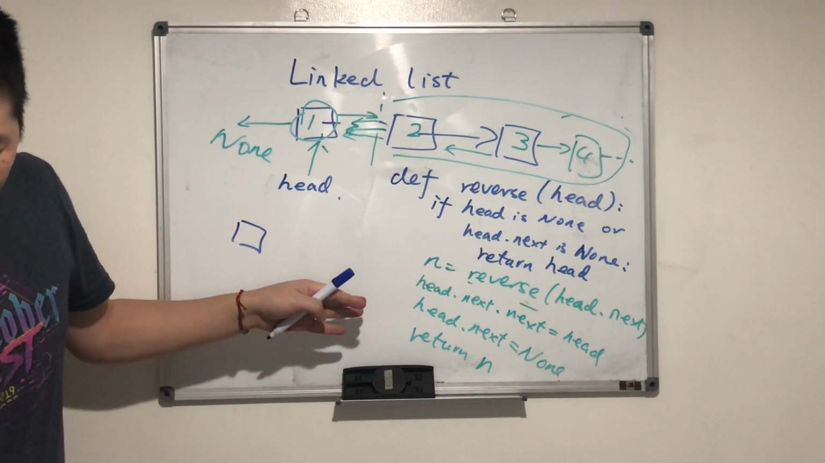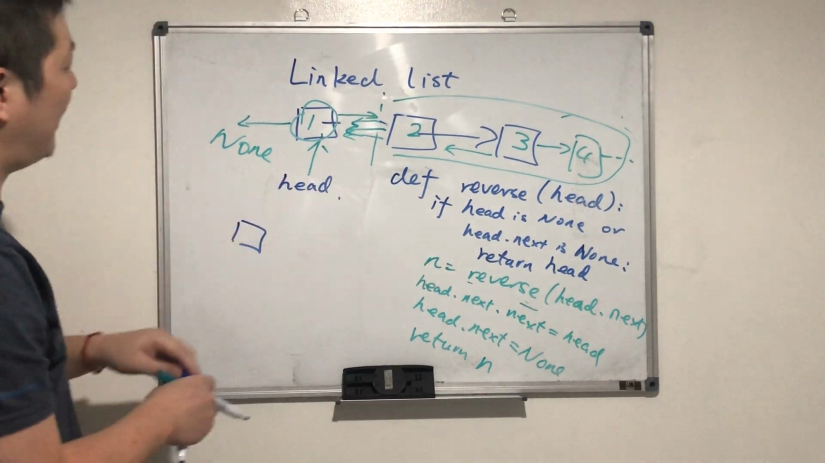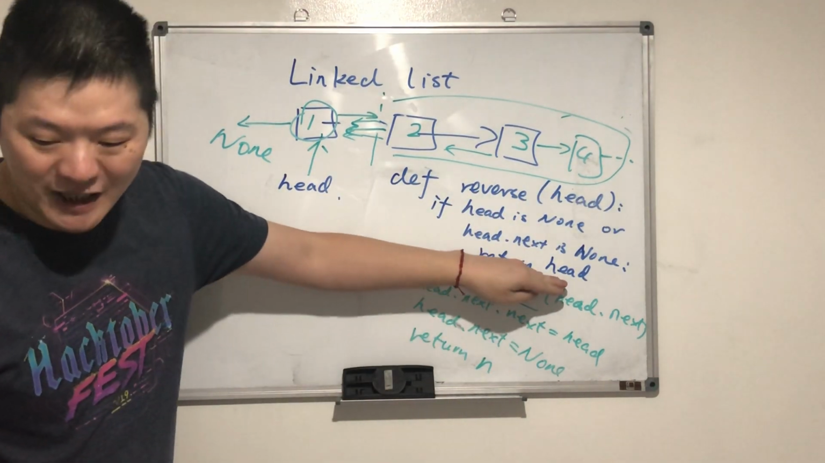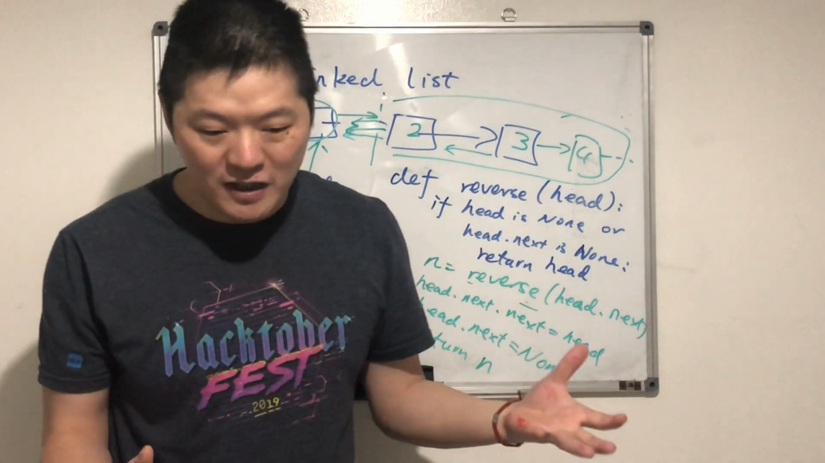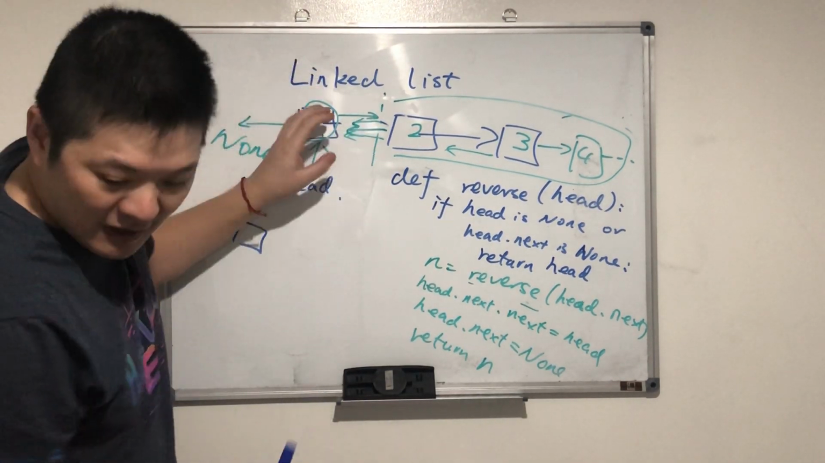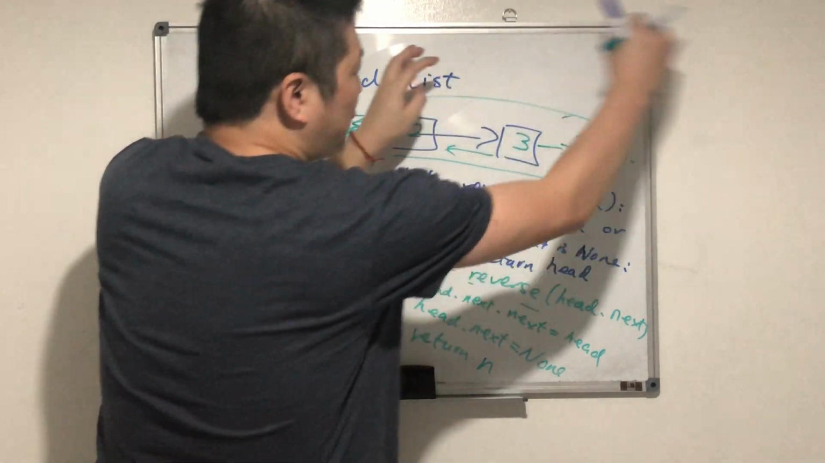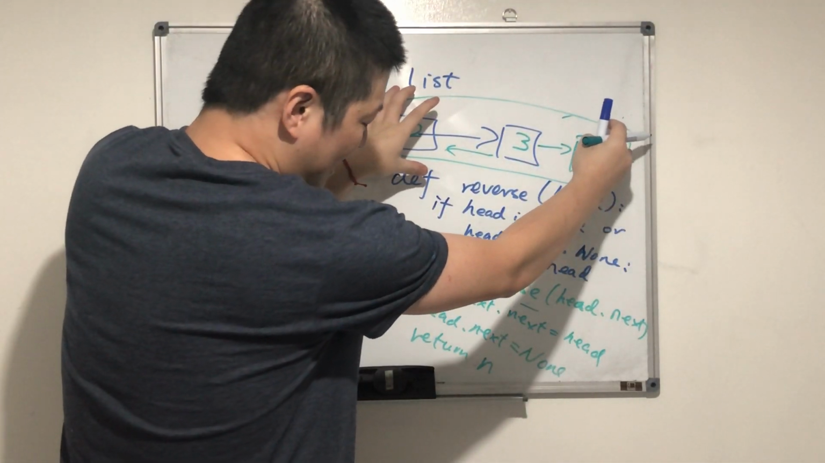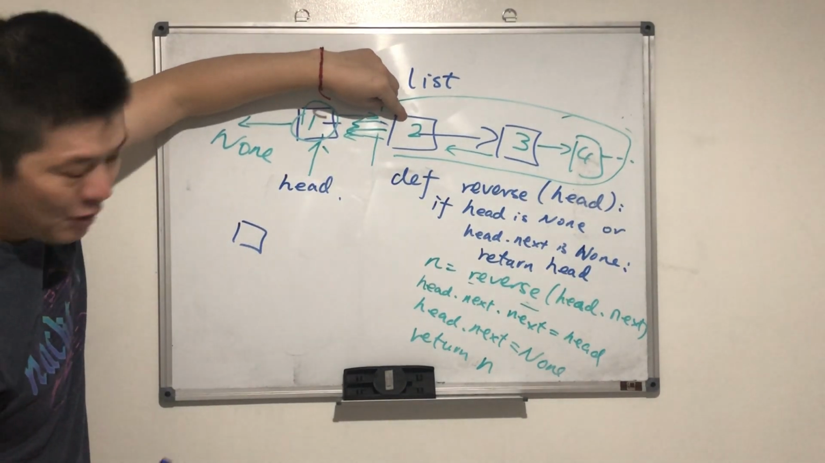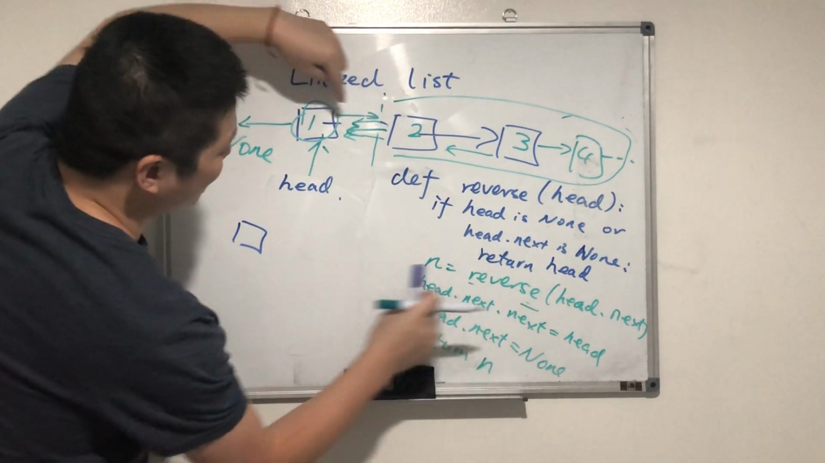Got it? Okay, let me explain it one more time. Reverse. If it's a single node, we just return it, because the reverse of a single node is a single node, right? Then we reverse, this is the head. We reverse this large bit, no matter how big it is. Then head dot next is this node, and we need to change the link from this direction to this direction. So we point it to head.